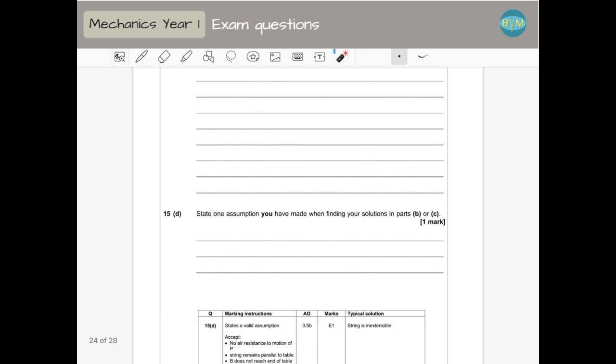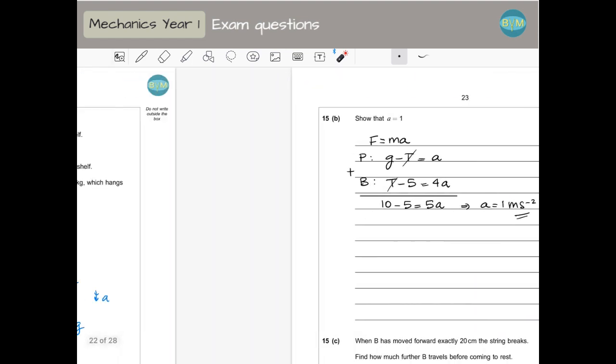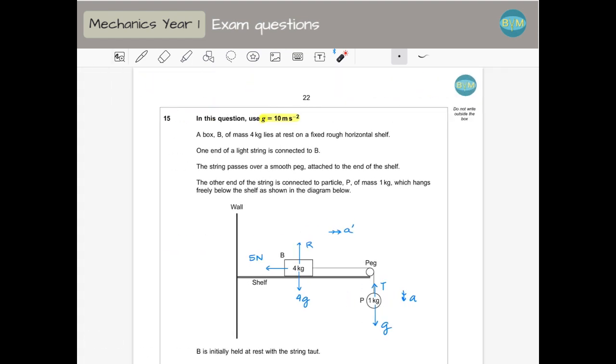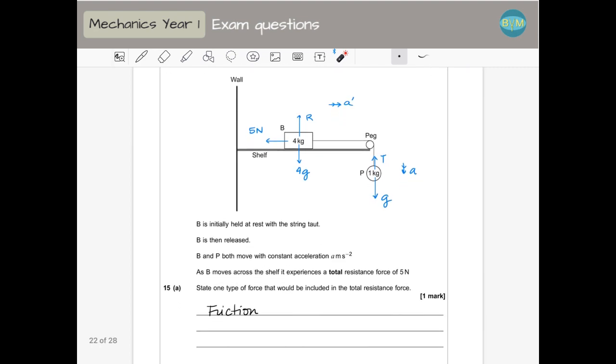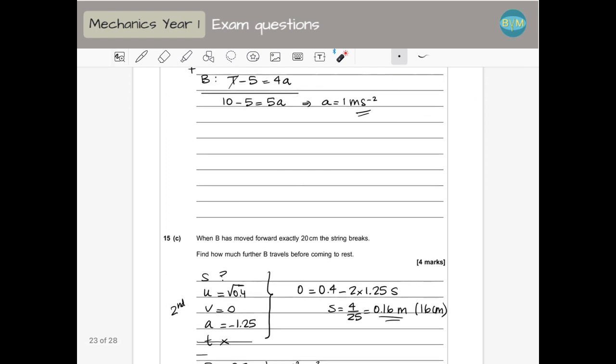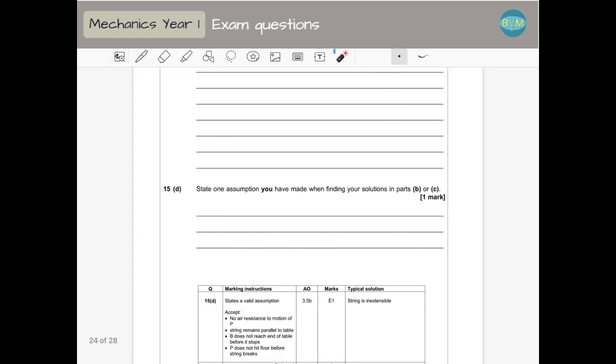And what else? State one assumption you have made when finding your solutions in parts B or C. There is something that usually they tell us in these questions, which is that the string is inextensible. They say light string, and they don't say anywhere that it is inextensible. So we should say that we have assumed that, because if we don't assume that, we don't know how to answer these questions.